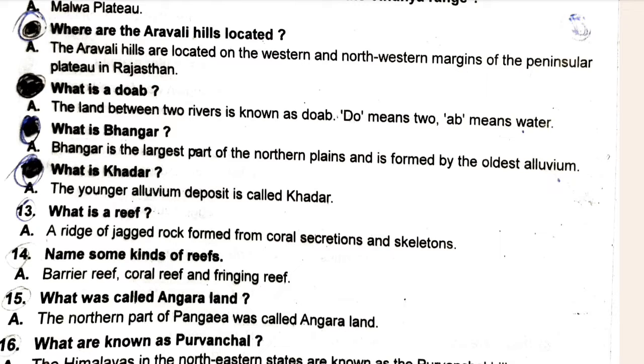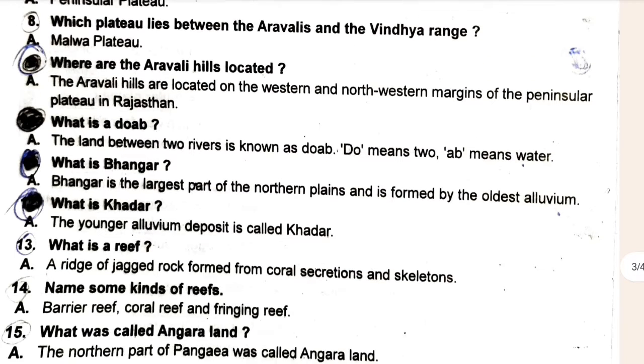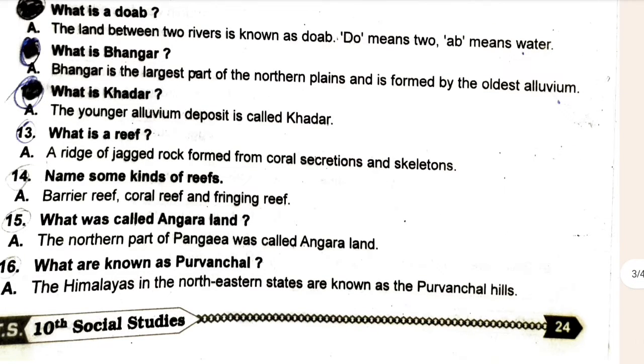Whenever I mark something with a dark pen, just see it's dark. Whenever I make a dark circle, these are very, very important. You have to remember this. What is called Angaraland? This is very important. And what is known as Purvanchal? Actually, it is not asked every time, but sometimes it is asked. We have to remember.